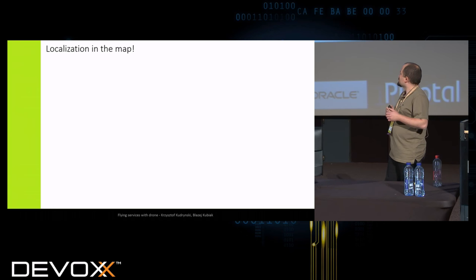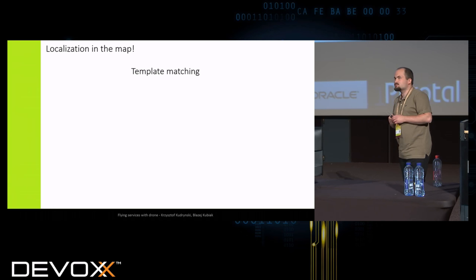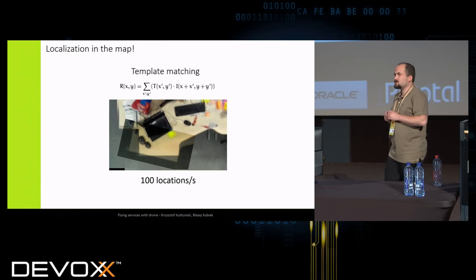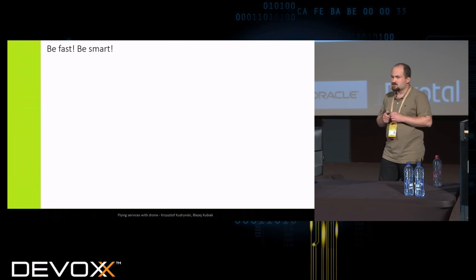That's it. So we started with a very simple solution based on template matching. This is basically summing the product of pixel values in the overlapping area between the frame and the map. So it's quite simple, but unfortunately, it's not fast. We achieved only 100 locations per second. So we did another try.